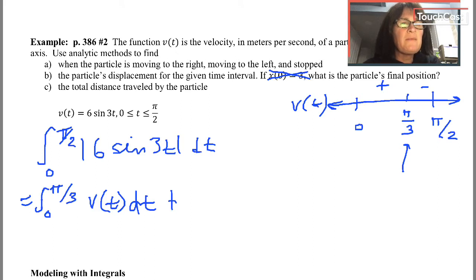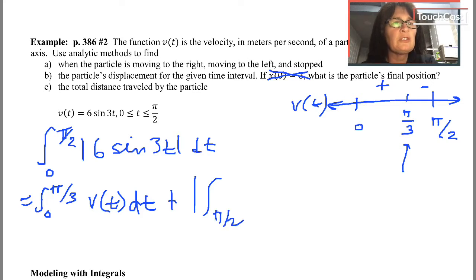So I could subtract the next integral, or I'm just going to show that I'm going to take the absolute value because I know it's going to be positive. Oops, not 0. This part I'm going to have to integrate from pi over 2 to pi over 3. No, pi over 3 to pi over 2.